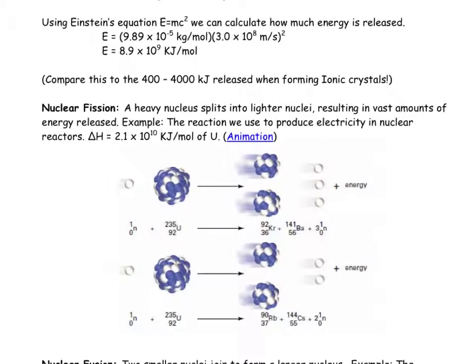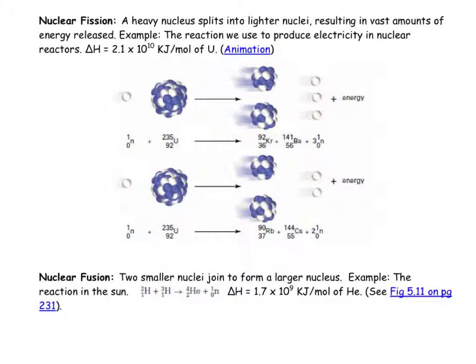There are two different types of nuclear reactions. The first is known as nuclear fission. It's when a heavy nucleus splits into lighter nuclei, resulting in a vast amount of energy released. An example of a nuclear fission reaction is the one we use to produce electricity in nuclear reactors. It has an enthalpy change of 2.1 times 10 to the 10 kilojoules per mole of uranium. Watch the animation to see how this reaction works.